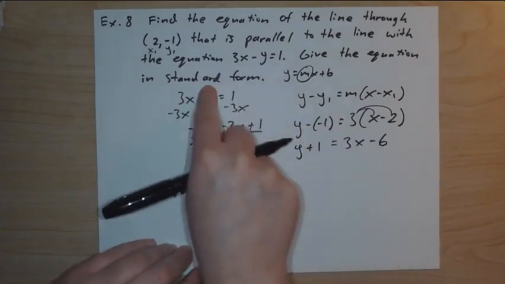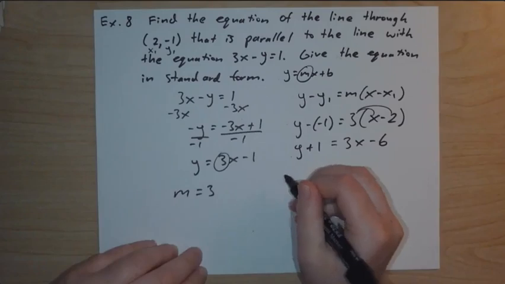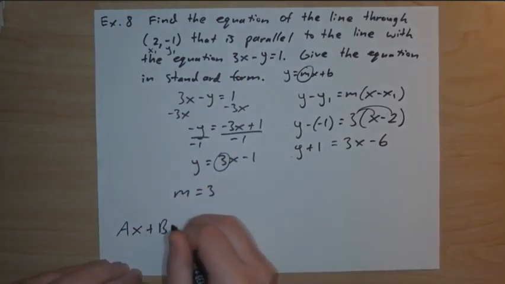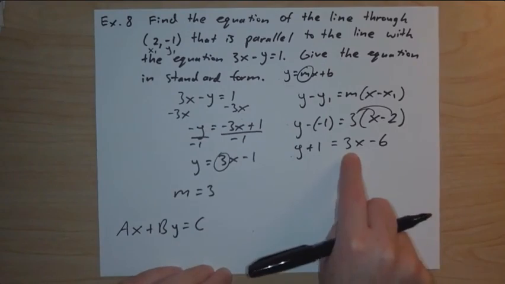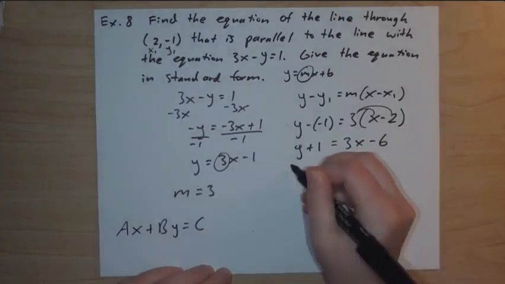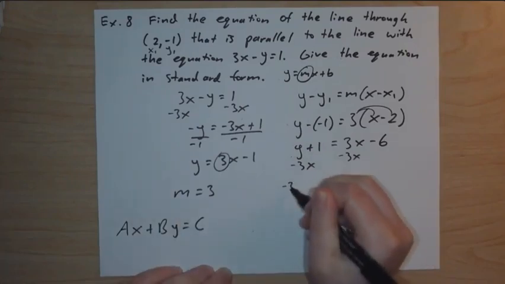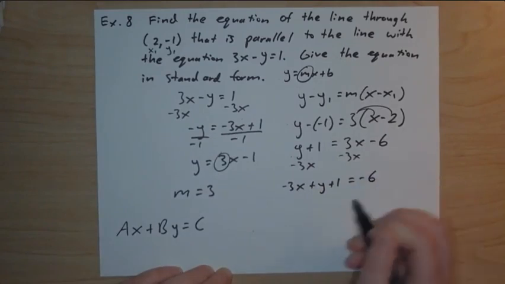And then it states to give the equation in standard form. So standard form is the form, I'm going to write it over here, of ax plus by is equal to c, where a, b, and c are whole numbers and a should not be negative. So we're going to put this into this format. Because of that, I'm going to subtract 3x on both sides to move it to the left-hand side like it says here. We're going to have negative 3x plus y plus 1 is equal to -6.